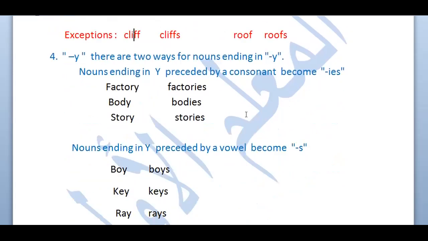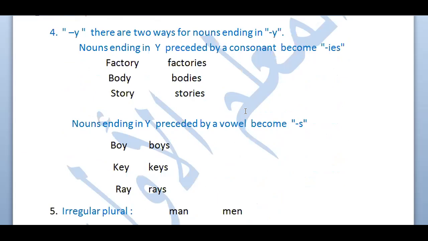Okay, then let's move on to the fourth rule, which is connected with the letter Y, or with nouns ending with the letter Y. Of course, as we see here, there are two ways for nouns ending in Y.